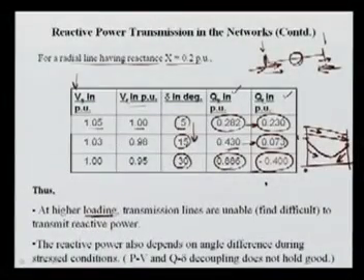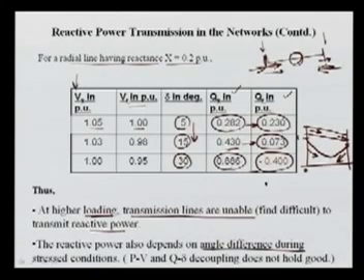So, at higher loading, this analysis suggests that the transmission lines are unable, or find it difficult, to transmit reactive power at this higher loading. The reactive power also depends on the angle difference during the stress condition. No doubt this angle is also very important, and the P-V and Q-delta decoupling does not hold good.